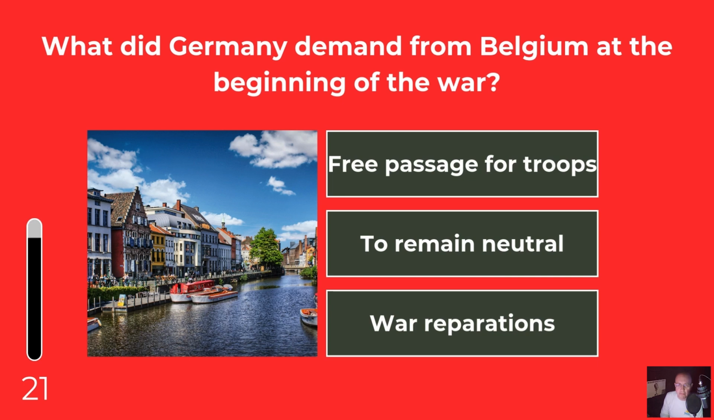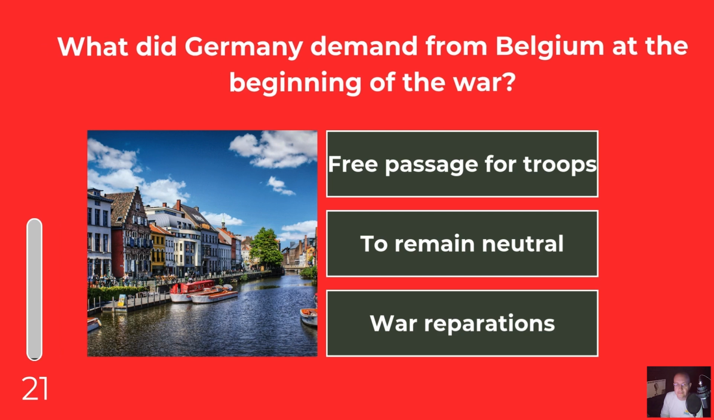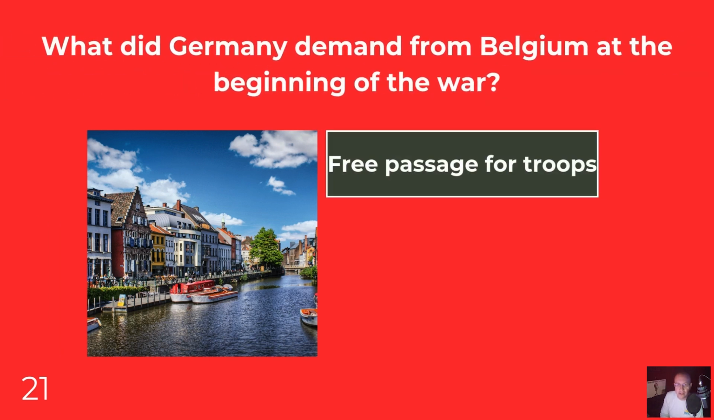What did Germany demand from Belgium at the beginning of the war? Free passage for troops? To remain neutral? Or were they demanding war reparations? Germany was demanding free passage for troops.